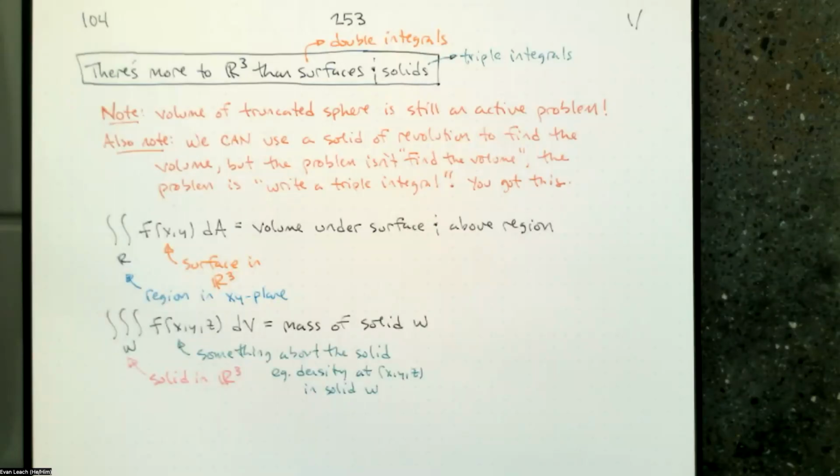Today we want to talk about the fact that there's more to R3 than just surfaces and solids. What I mean is we've talked about double integrals in R3 and also triple integrals in R3. Our canonical examples, our primary examples that we use, is that volume is area multiplied by height, or as we've written it here, height multiplied by area.